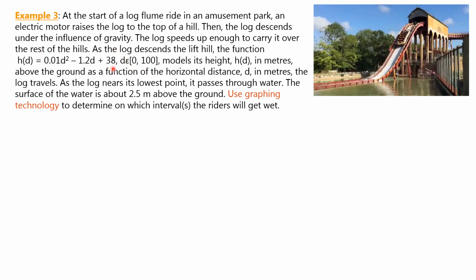It's quadratic, right? And the leading coefficient is positive. So that would be a quadratic that opens up. Now obviously this ride isn't going to continue to go up to infinity, so we have a restricted domain. As the log nears its lowest point, that would be its vertex, if the vertex falls in here, it passes through water. The surface of the water is about 2.5 meters above the ground. Use graphing technology to determine which intervals the riders will get wet.